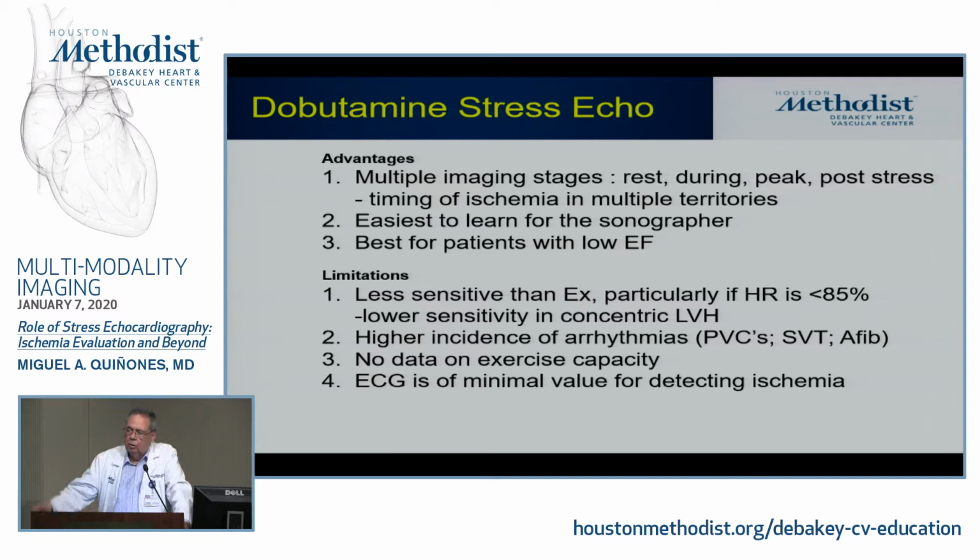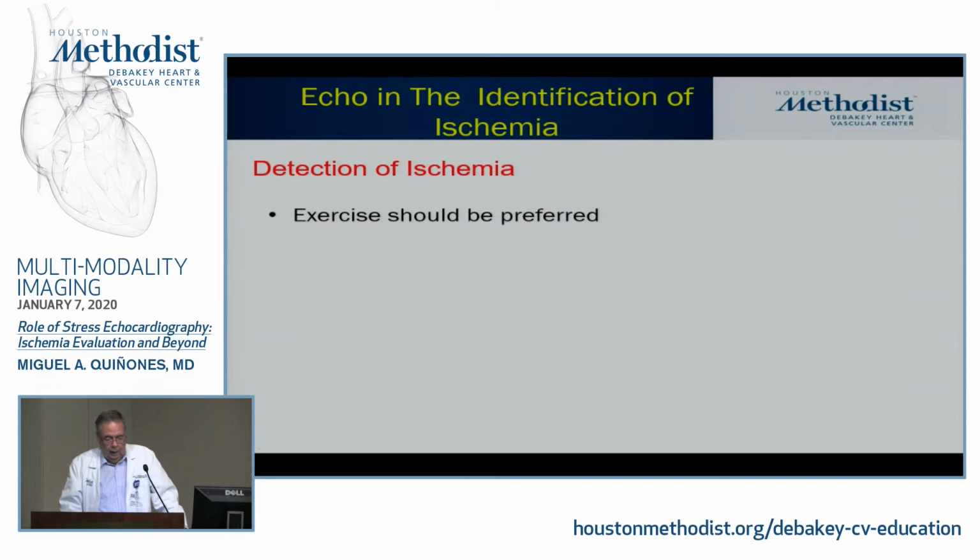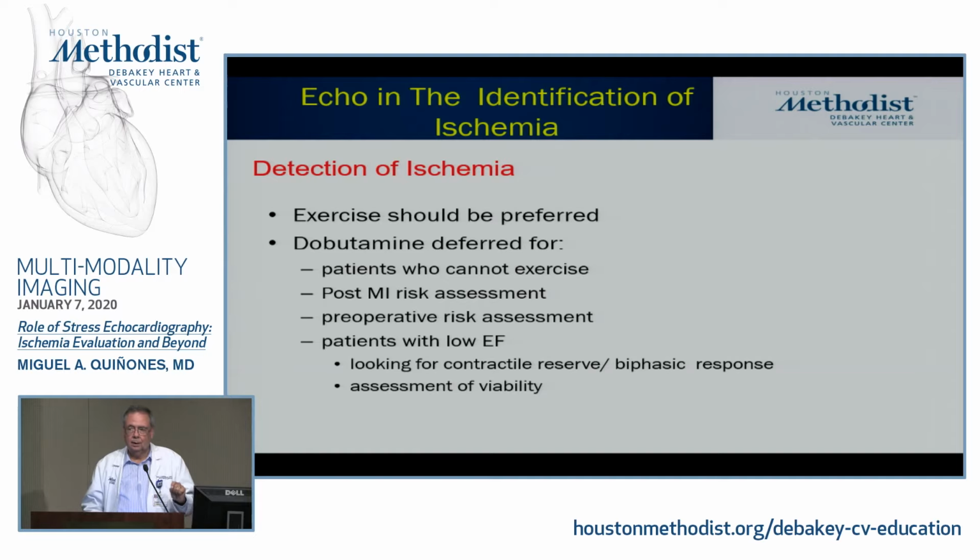We have so many other good options today, all the way to CT, that, why waste money and possible risk to a patient and at the end not know what you have. So this is a real limitation, concentric LVH. Of course, we have arrhythmias. You get no data in terms of capacity of the patient, and the EKG is worthless in most cases. So bottom line, if you're a clinician ordering, exercise, exercise, exercise. If the patient is a little bit scared of a treadmill, do a bike.